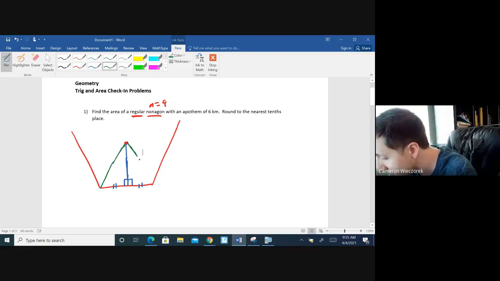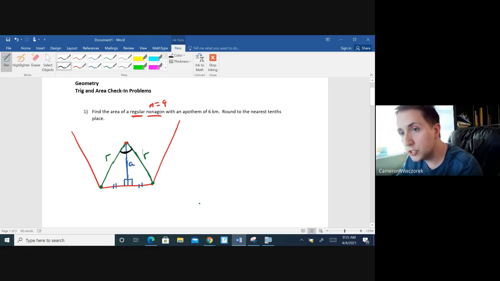I'm also going to sketch in my 2 radii so that I can see the triangles that are made. So let me do a little bit of labeling. This is a radius, because it goes to the vertices, and the apothem goes straight down the middle. So we'll call that A. We need to know how much this central angle is between the green radii. Remember, if I was to sketch in all of the triangles inside of that nonagon, there would be 9 of them, because it has 9 sides.